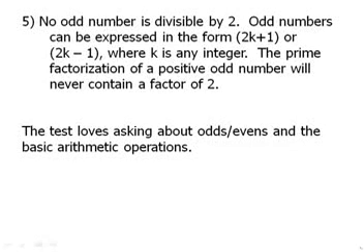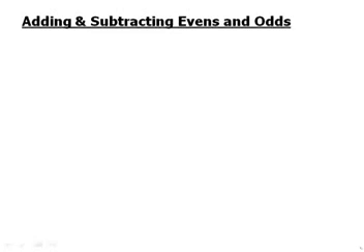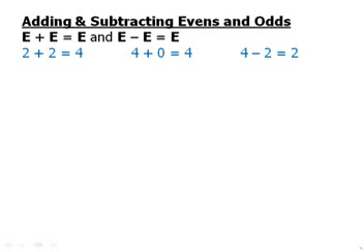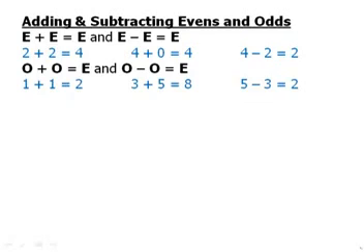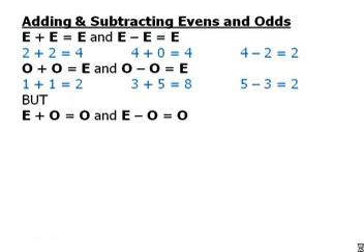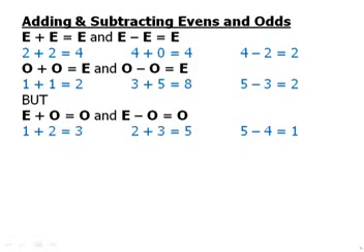The test loves asking about evens and odds and the basic arithmetic operations: add, subtract, multiply, and divide. So let's get into this. Adding and subtracting evens and odds. Well, first of all, even plus even or even minus even, that's definitely even. If we do odd plus odd or odd minus odd, that's also even. It's only when we mix and match. If we do even plus odd, or even minus odd, or odd minus even, the mixing and matching results come out odd.